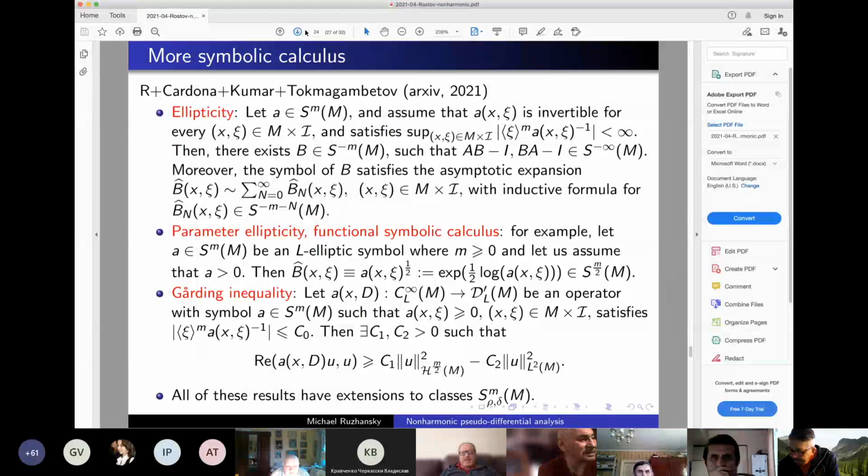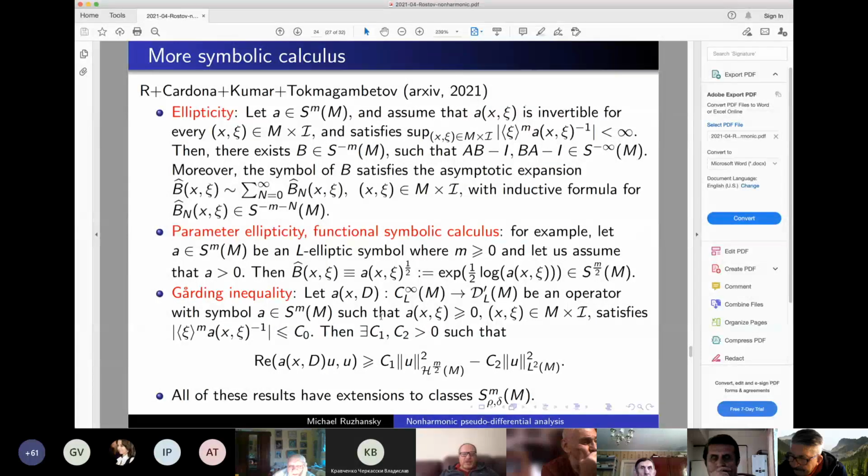So we have this, which is more recent. This is a paper on arXiv this year. We have a notion of ellipticity. What symbols are elliptic? So then which operators are elliptic? Then if you have elliptic symbols, then we can find parametrices.